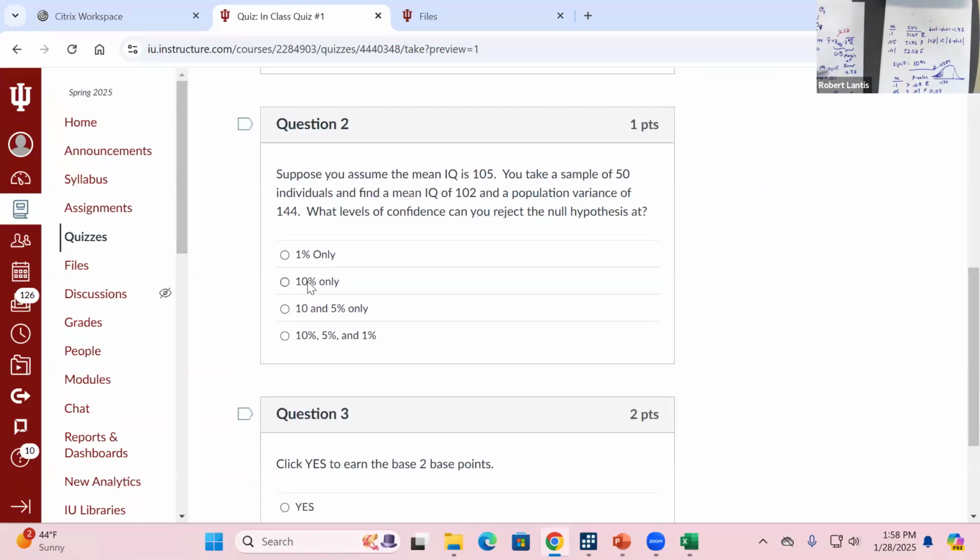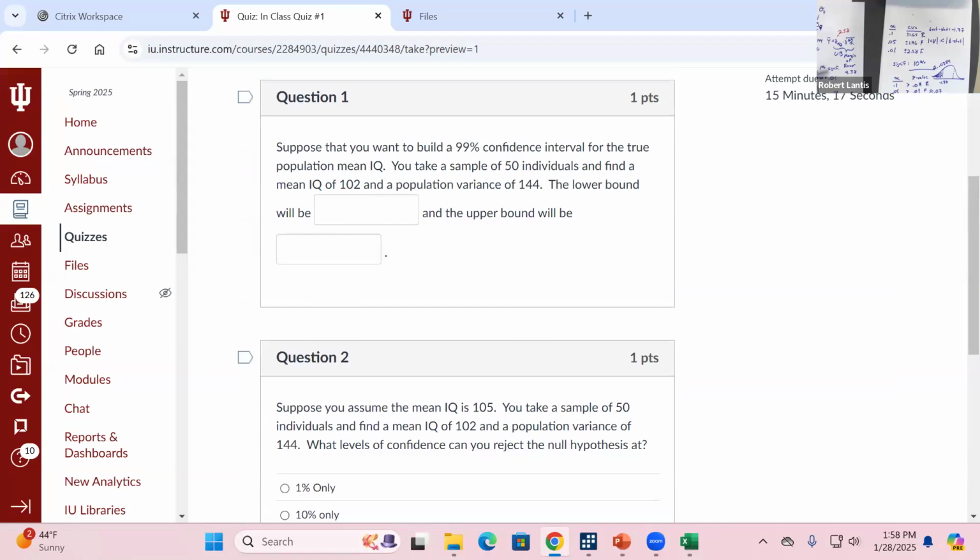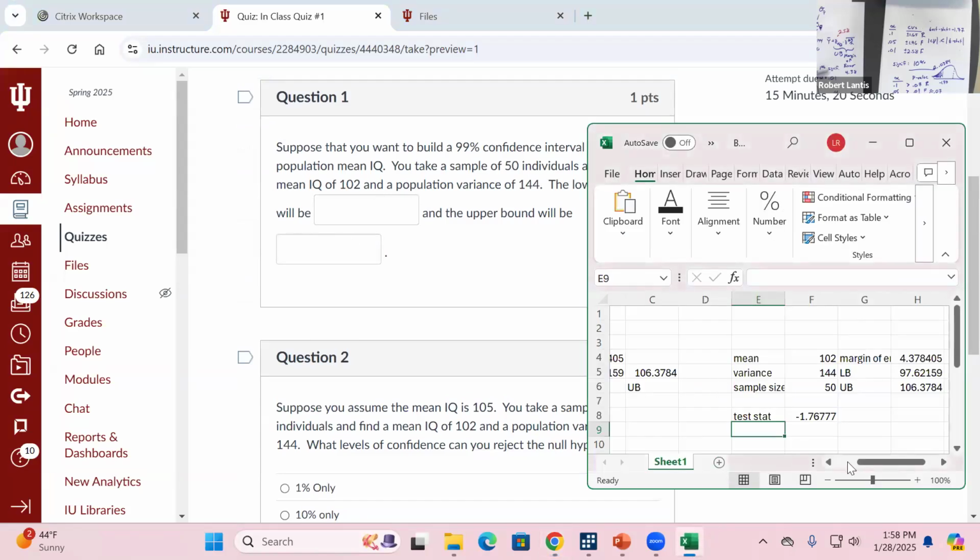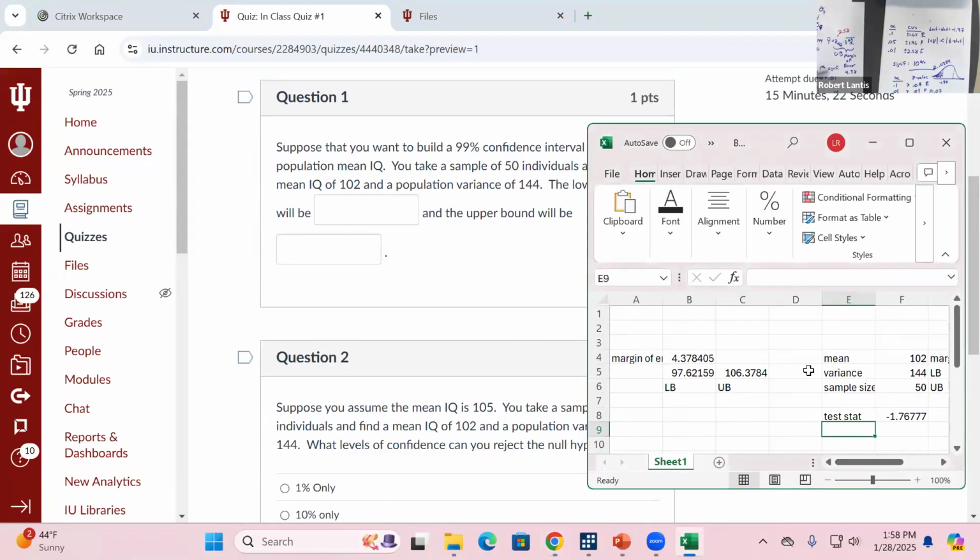But really, we could only reject at that 10% level. And then those two values that we had for the upper and lower bound were what? 97.62 and 106.38.